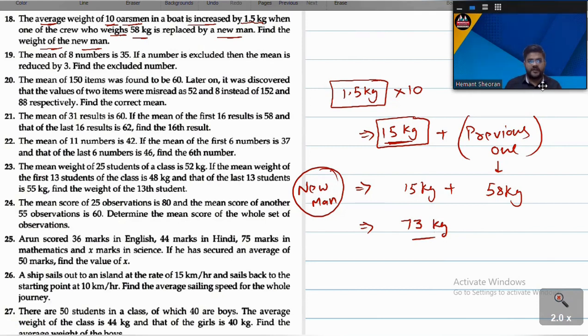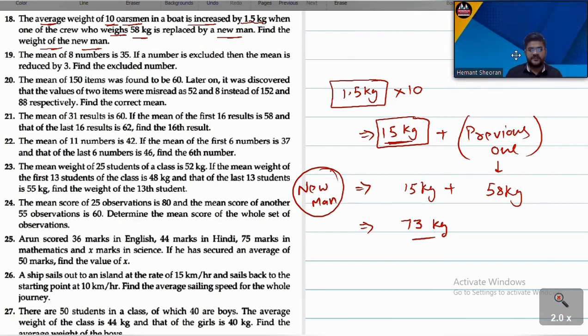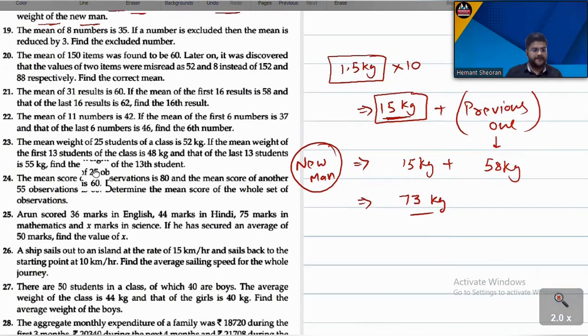Then we can move to the next one. What will you say for that? Which one is the next one? Oh, 30. Okay, 30. Just a second.